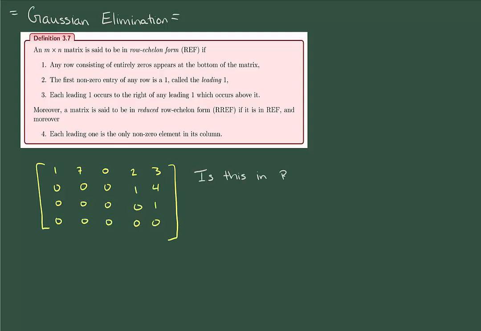So to determine whether this is in RREF, let's go through the steps. There's a row of all zeros and it appears at the bottom. So yep, property 1 seems to hold. Property 2, for each of the other rows, if we start from the left of the matrix, let's highlight the first non-zero element we encounter. These are all 1s, and thus our leading ones. And so yeah, property 2 holds.